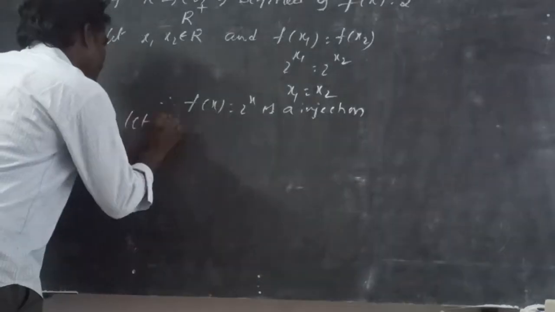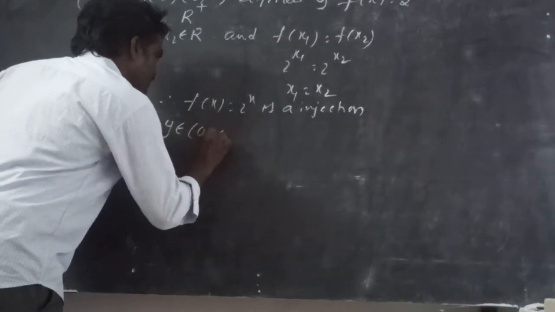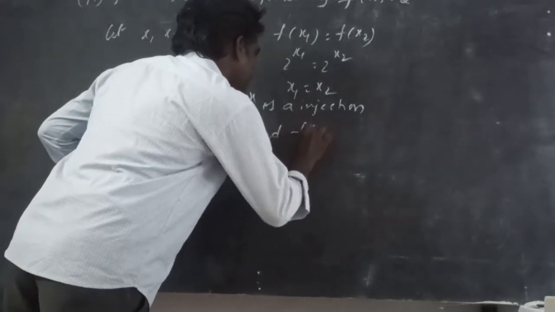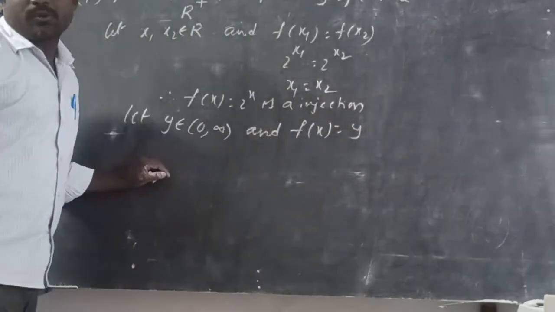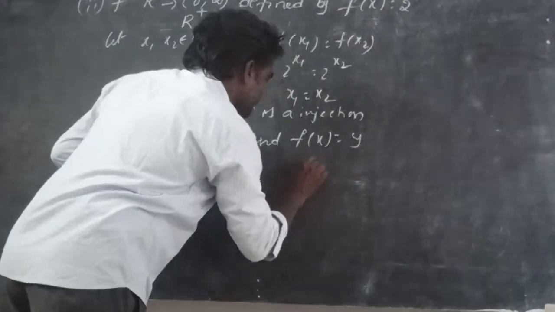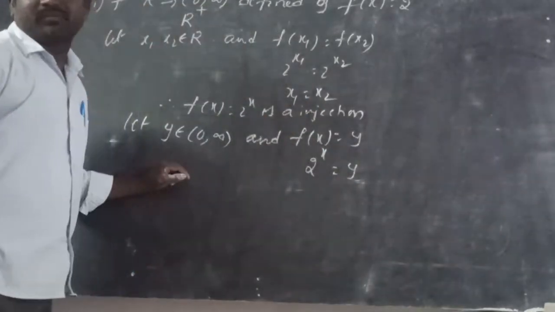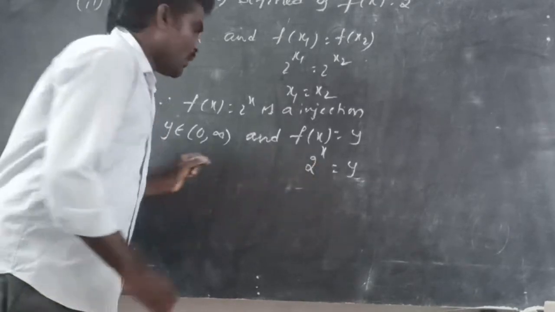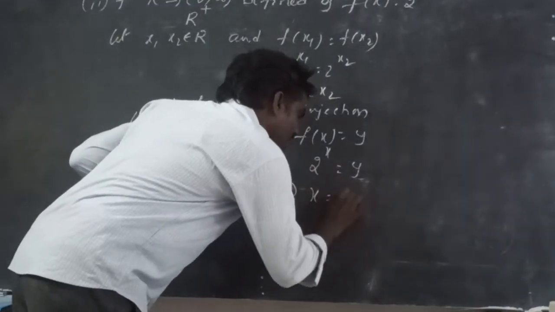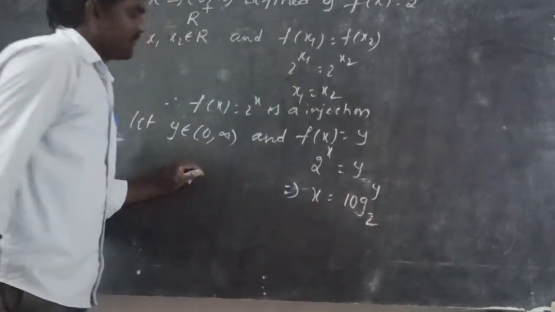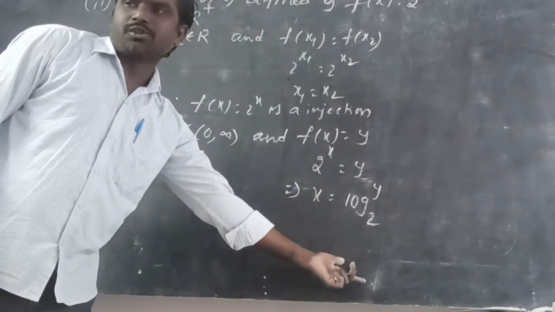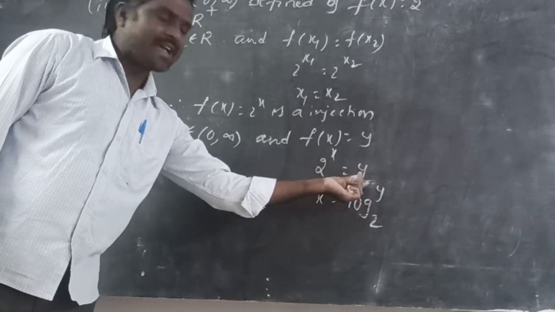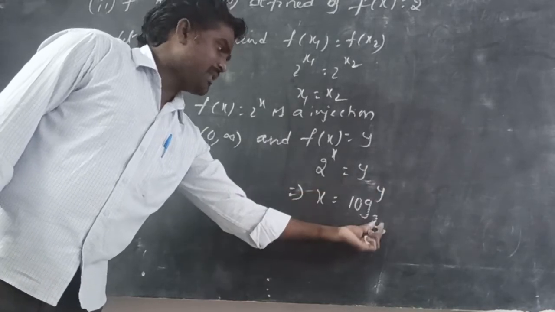Next, prove that it is a surjection function. So let us take y belongs to 0 to infinity, and f of x is equal to y. So what is f of x? 2 power x is equal to y. This exponent form we can write in logarithm form: x is equal to log y base 2. Now here it is in the form a power x is equal to n, we can write as x is equal to log n base a.